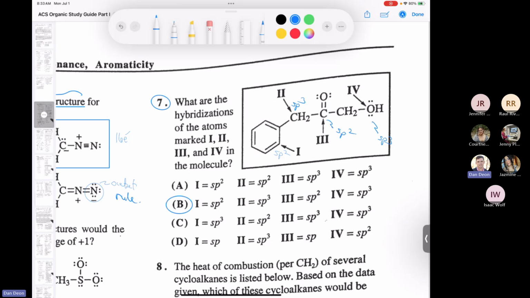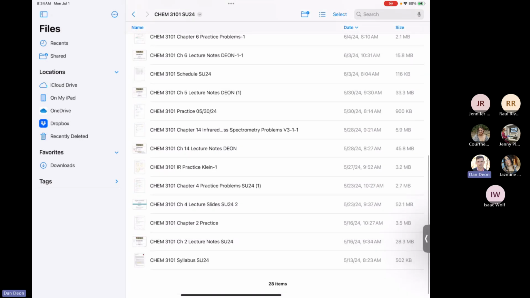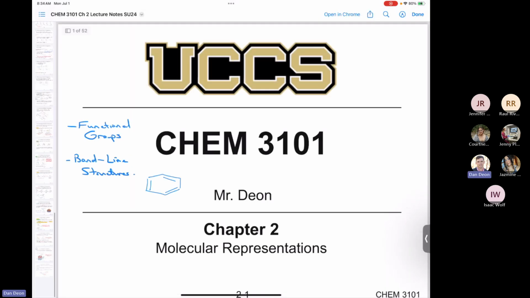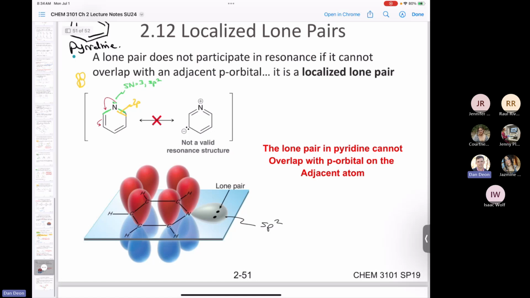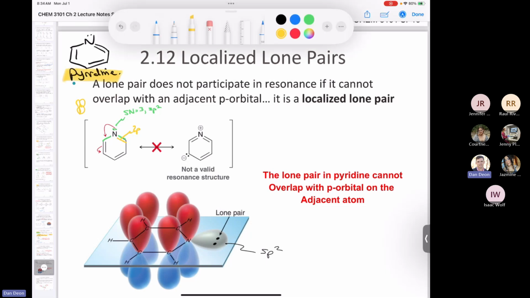There you go. I just found it, by the way. So it's in chapter 2. If you go down to the end of chapter 2, it's right here. When we talked about localized and delocalized lone pairs, so this is pyridine. You can see that we talked about it in class right here, pyridine, and the lone pair in pyridine is in an sp2 hybridized orbital. So it's section 2.12 if you want to go back and take a look at that.